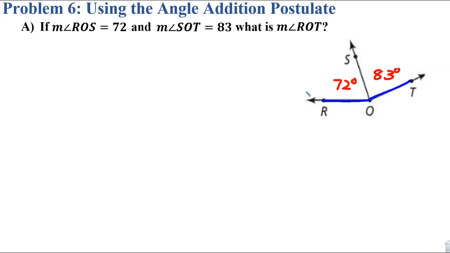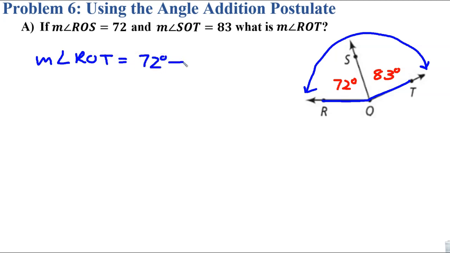In other words, we want to figure out the measure of this entire angle made up of the 2 smaller angles. Well, that's simple to calculate. We'll just add these 2 parts together. We could say that the measure of angle ROT is equal to 72 degrees plus 83 degrees, which will give us 155 degrees for a total.